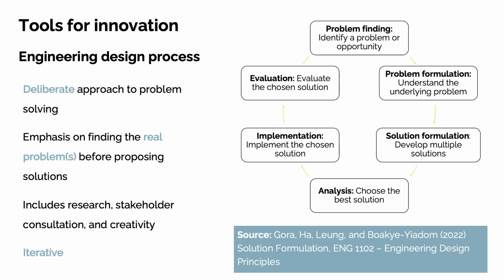So the engineering design process is an example of a tool for innovation. It's a deliberate approach to problem solving. It emphasizes finding the real problem rather than jumping to a solution right away. It includes research, stakeholder consultation, and creativity. And most importantly, it is iterative, which means it's more of a cycle than it is a linear process.